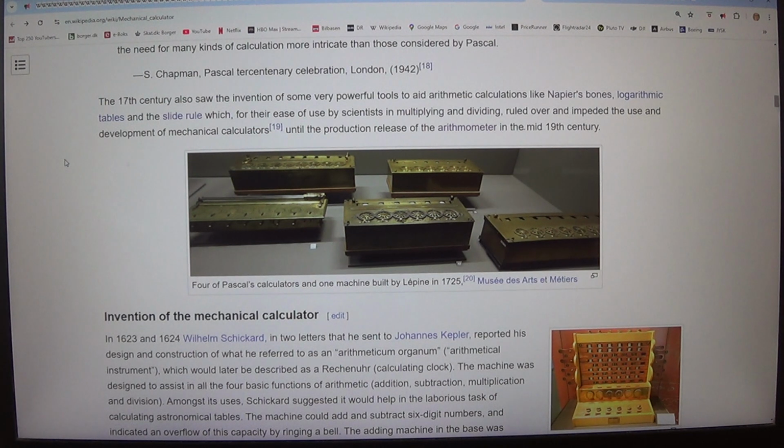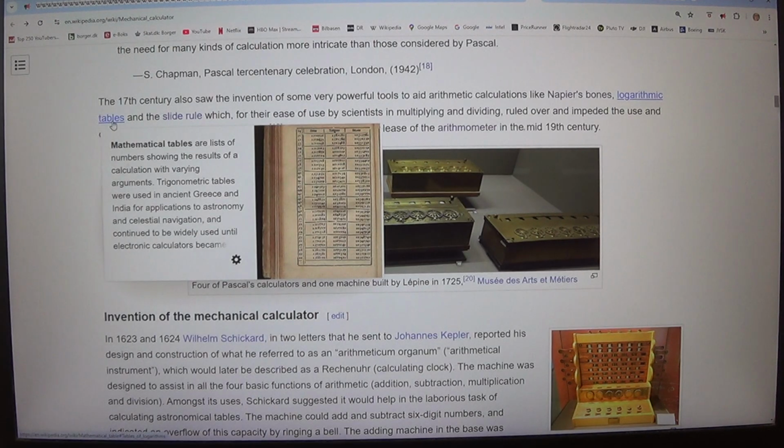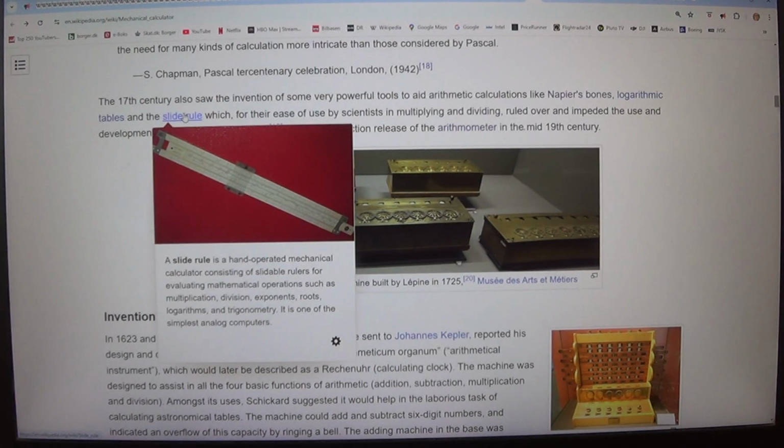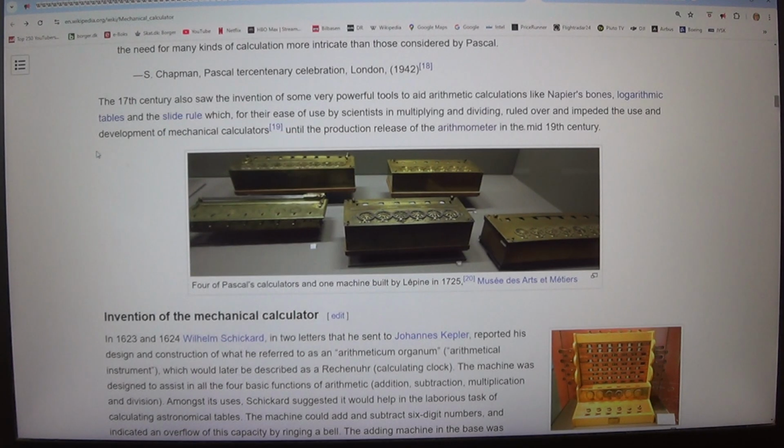The 17th century also saw the invention of some very powerful tools to aid arithmetic calculations like Napier's bones, logarithmic tables and the slide rule which, for their ease of use by scientists in multiplying and dividing, ruled over and impeded the use and development of mechanical calculators until the production release of the arithmometer in the mid-19th century. 4 of Pascal's calculators and one machine built by Lepine in 1725, Musée des Arts et Métiers.